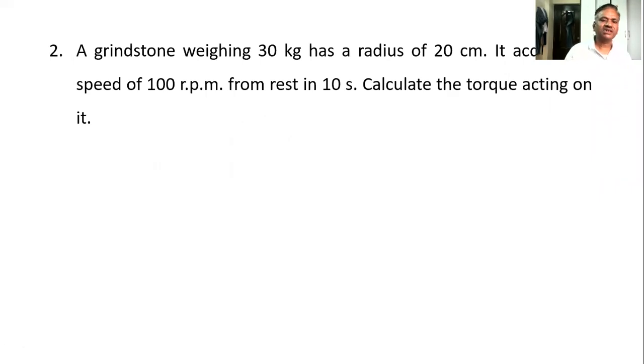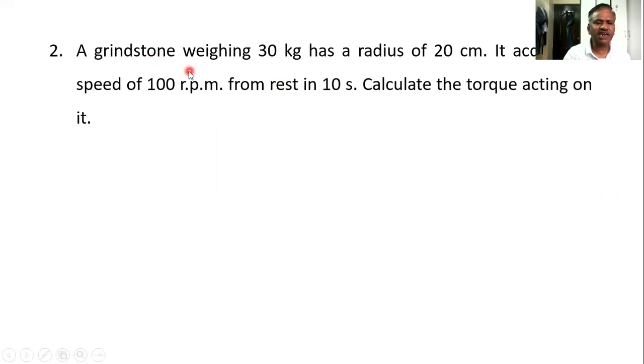Next. A grindstone weighing 30 kg has a radius of 20 centimeter. Radius and mass are given, and it acquires a speed of 100 rpm from rest. That is more important. In 10 seconds, calculate the torque acting on it.